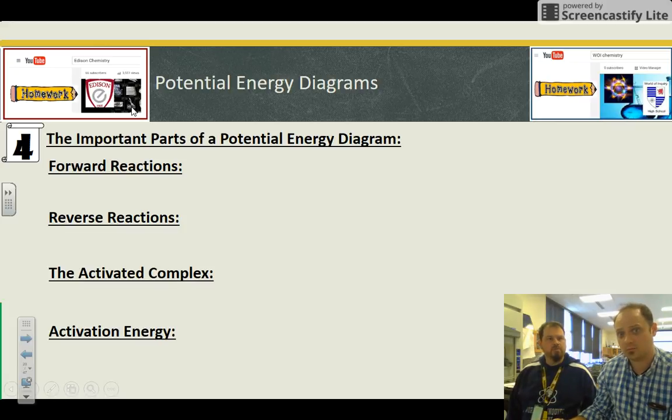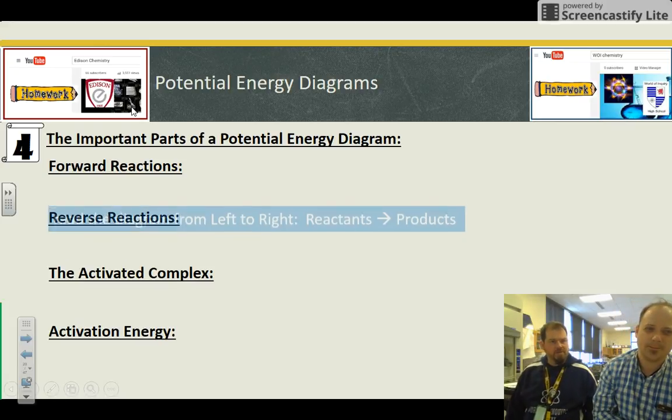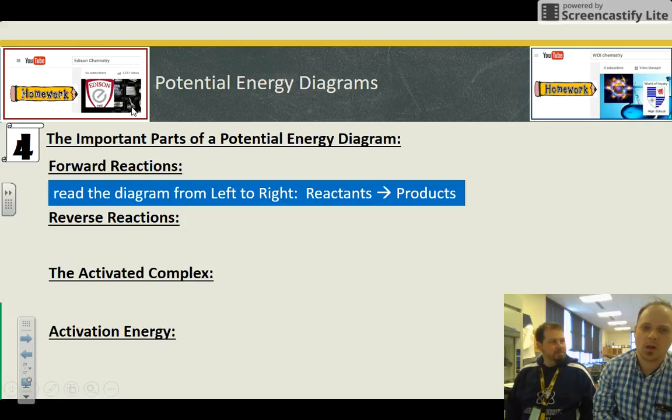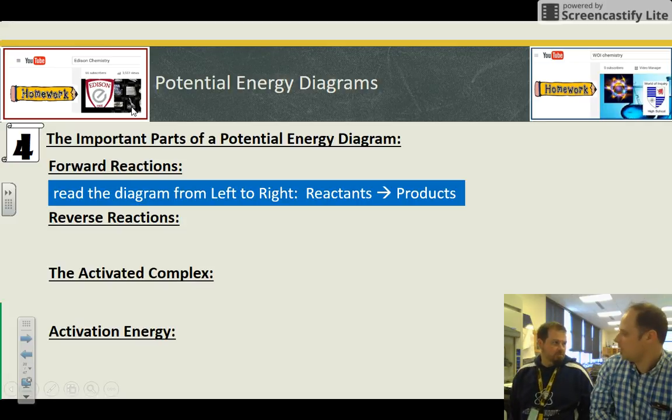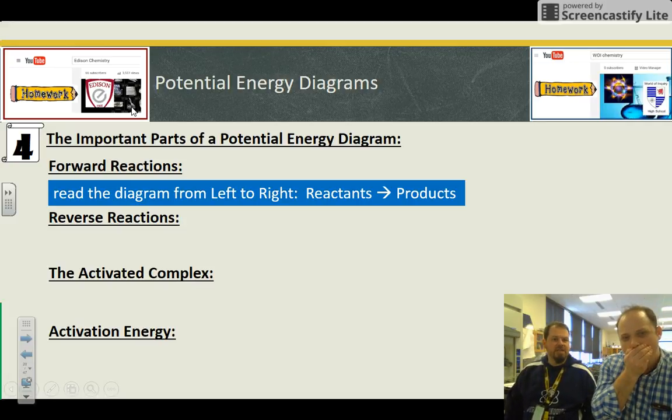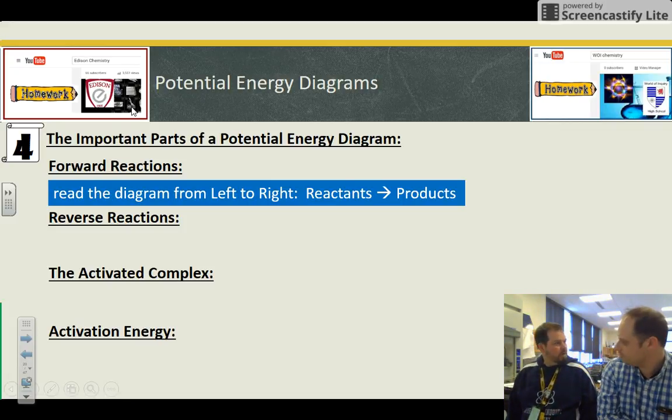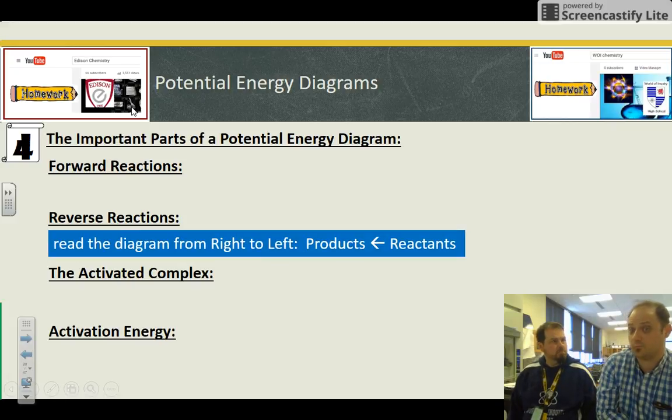So now specifically, these are the parts we need to label. We're going to do the definition piece first, then we're going to label. So the forward reaction is left to right, reactants to products. And then the reverse reaction is right to left. So it's the backwards of the forward reaction.